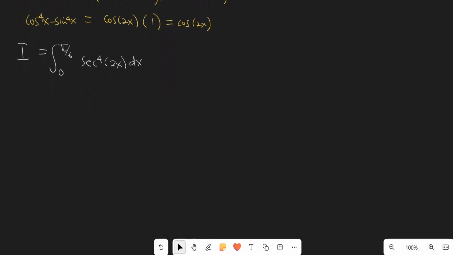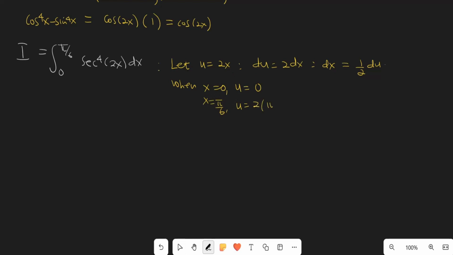Cool result. And now let's do a u sub. We can let u be equal to 2x, just simplifying the angle for now. So du is going to be 2 dx. That implies that dx is 1/2 du, or du over 2. Change in limits. When x is 0, that is the lower limit, what is u? u is going to be 2 times 0, which is 0. When x is the upper limit, pi over 6, u is going to be 2 times pi over 6, which is pi over 3. So our limits will change from 0 to pi over 3.